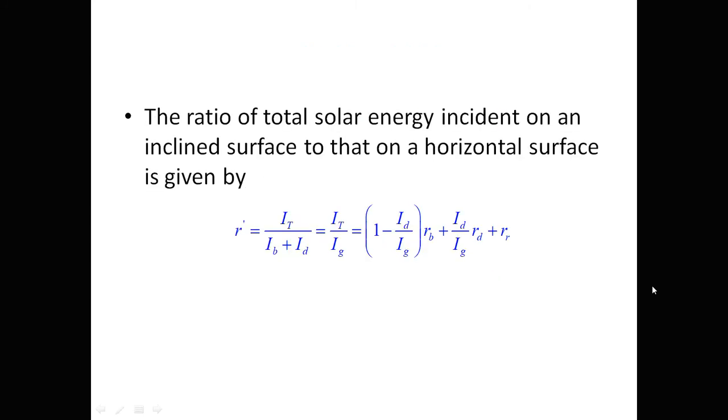The ratio of total solar energy incident on an inclined surface to that of the horizontal plane will be given by R dash, that equal to capital IT by IB plus ID. So here capital IT divided by capital IZ. That means, so if we substitute capital IT is equal to IBRB plus IDRD plus IB plus ID into RR, then the IT by IZ will come like this: 1 minus ID by IZ into RB plus ID by IZ into RD plus RR. So this is the simple thing. If we substitute capital ID, it will come up.